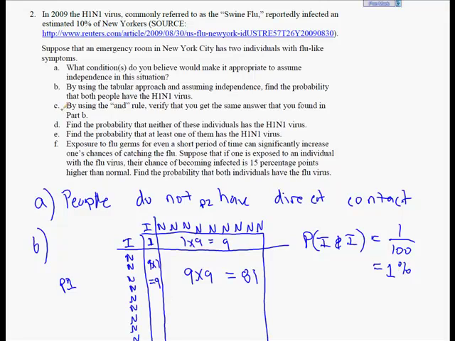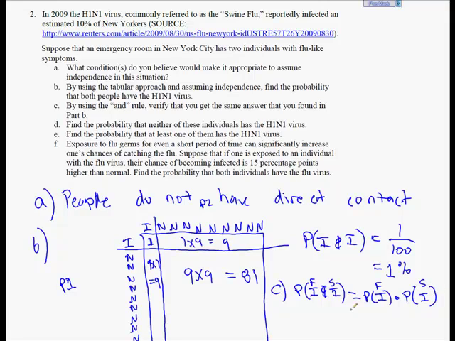Okay, part C asks us, by using the AND rule, verify that you get the same answer that you found in part B. So under independence, remember that the probability of I and I is just equal to the probability that the first person's infected, I guess we should call this I1 and I2, times the probability that the second person is infected.